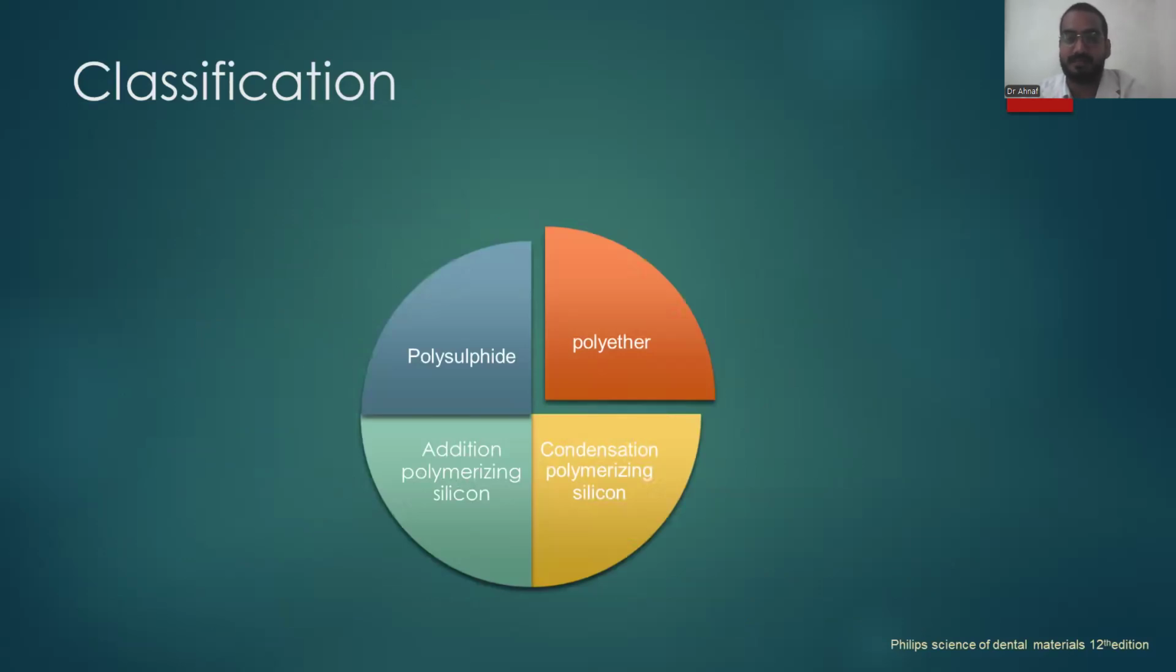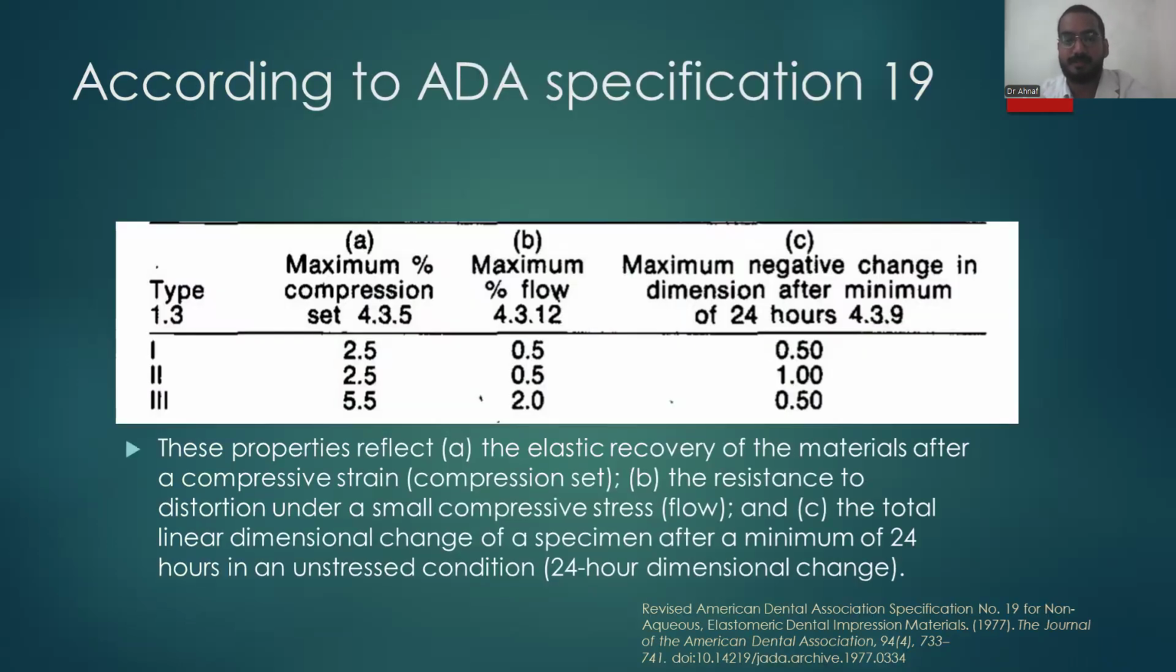Now let's move into the classification of elastomeric impression materials. We have polysulfide, polyether, addition silicone, and condensation silicone. According to ADA specification, there is another classification: type 1, type 2, and type 3. This is based on the maximum compression set and maximum percentage of flow. The properties reflect A, the elastic recovery of the material after a compressive strain or set; B, resistance to distortion under a small compressive stress; and C, total linear dimensional change of a specimen after a minimum of 24 hours in unstrained condition.